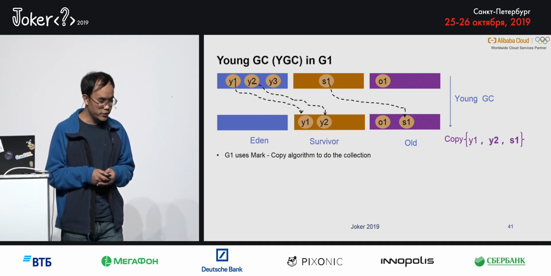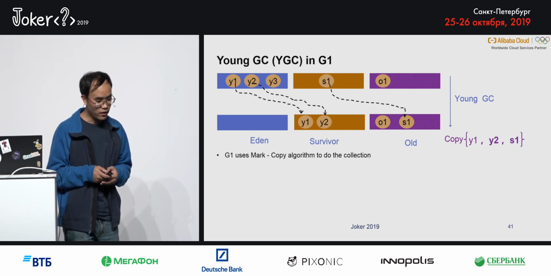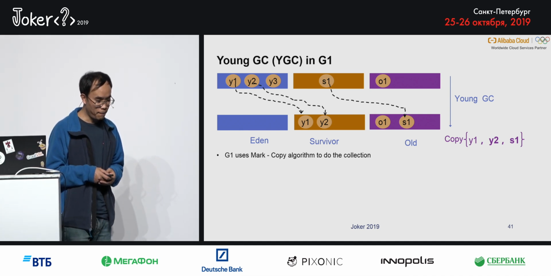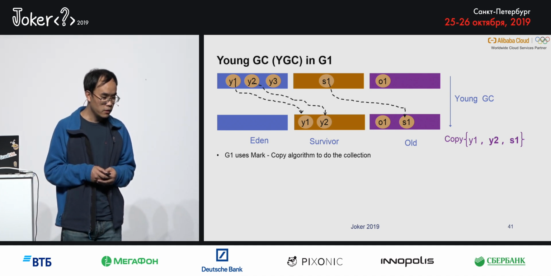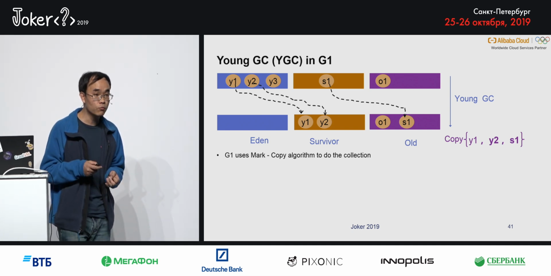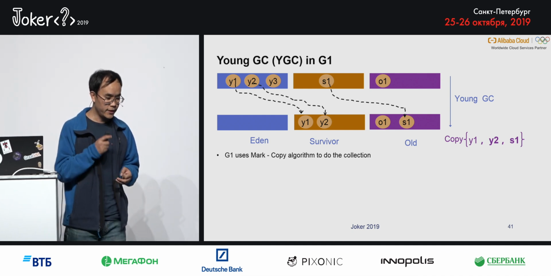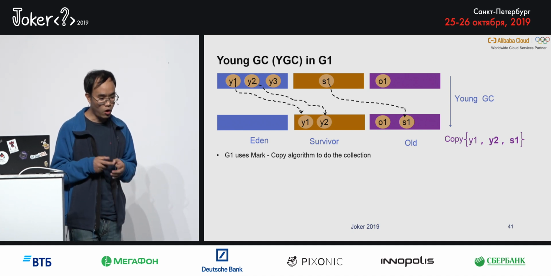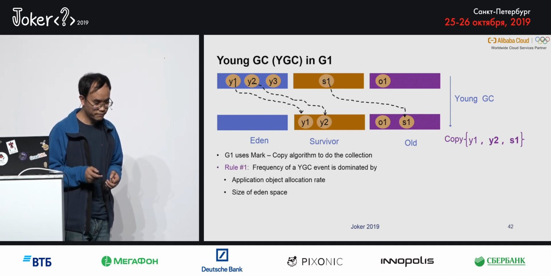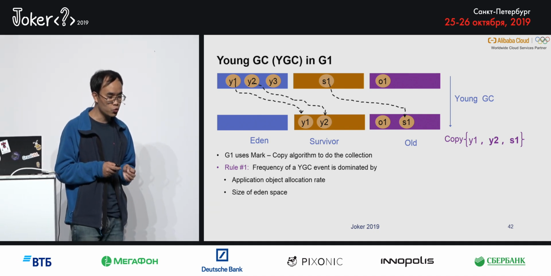So let's go back to the young GC implementation in G1. G1 uses mark and copy algorithms to do the collection for young GC. You can just look at this picture. During the marking phase, if G1 finds y1, y2, and s1 are live, then all these objects will be copied into the correct destination. In this case, y1, y2 have been copied into survivor space, and s1 gets promoted to old.